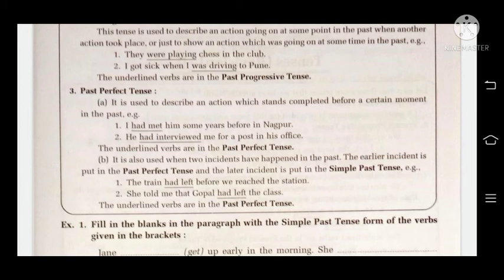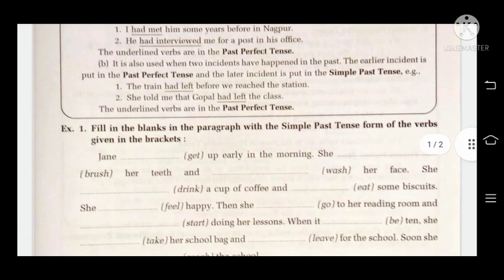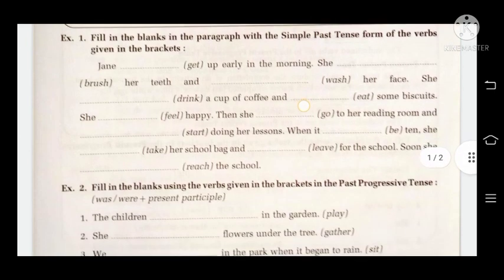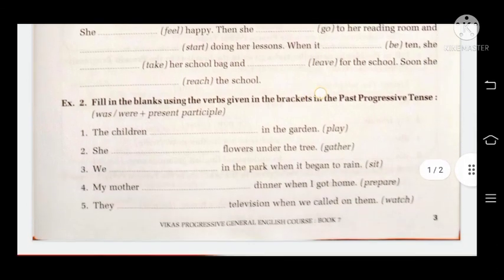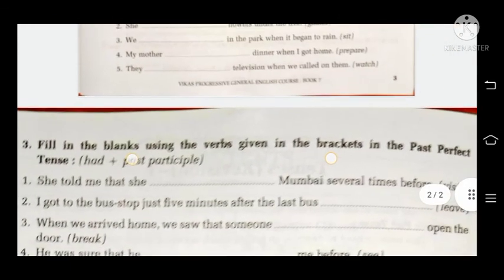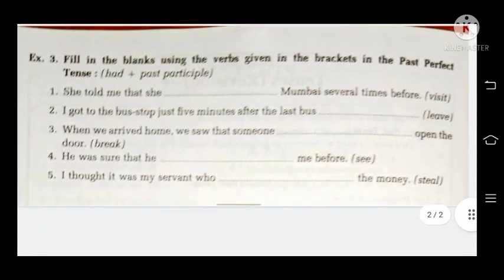Students, I hope you understand, but if you have any doubt you can message me. And now let's see the exercise. Fill in the blanks in the paragraph with the simple past tense form of the verbs given in the bracket. You can see here, that is your homework. You should write first by yourself, then I will send you the solution. If you have any doubt, you can message me, but first you have to try by yourself.